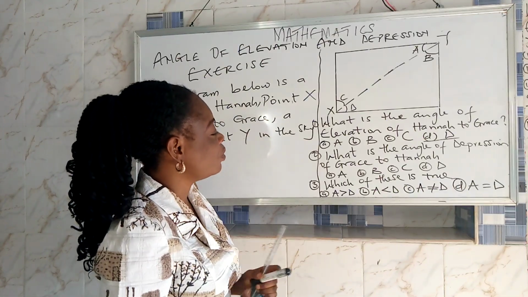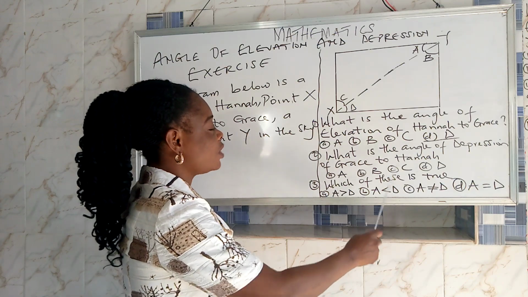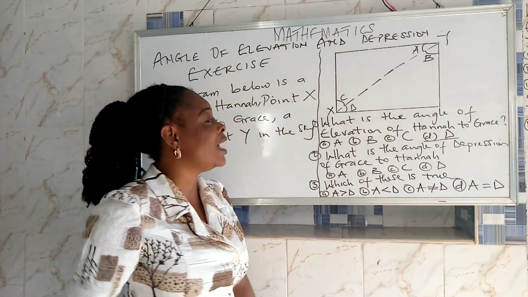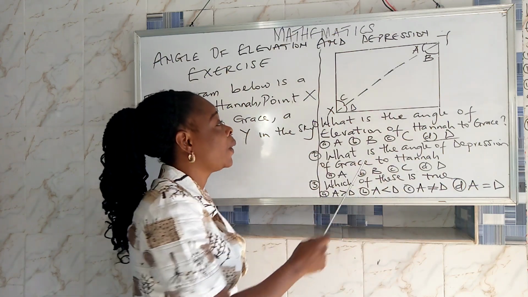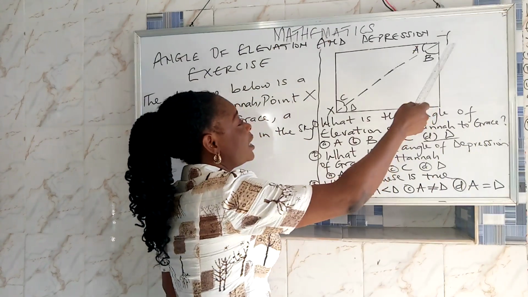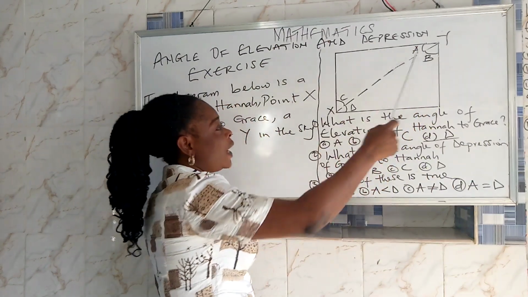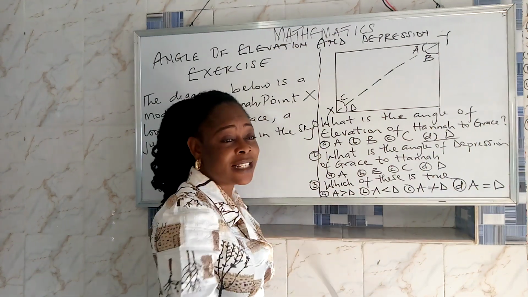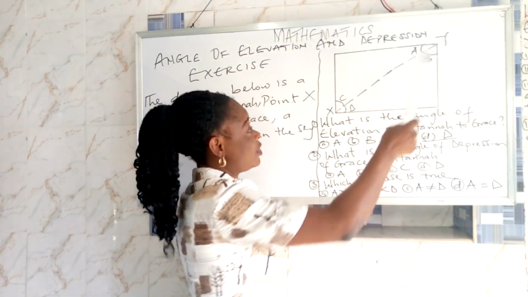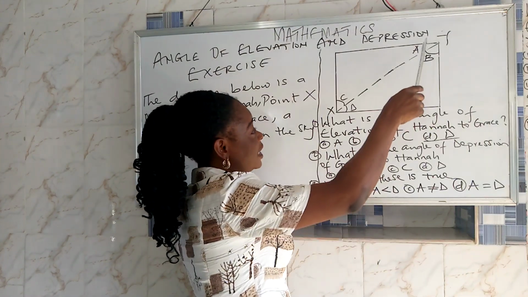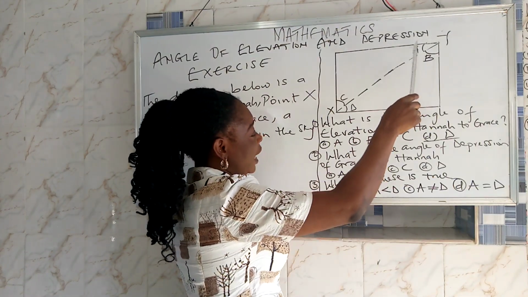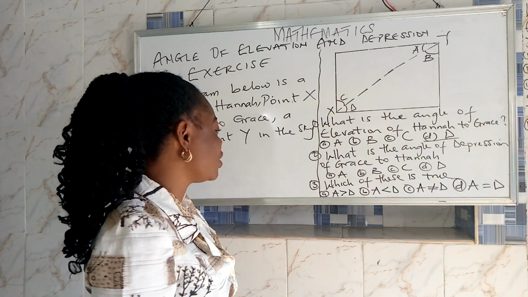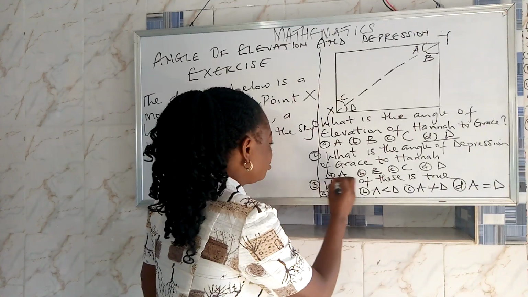For question 2, what is the angle of depression of Grace to Anna? This is Grace here looking down at Anna. This is Grace's line of sight. I can never pick this as line of sight. Remember, my line of sight is the horizontal line. So this is the horizontal line, and this is the angle. So A will be the answer to question 2.